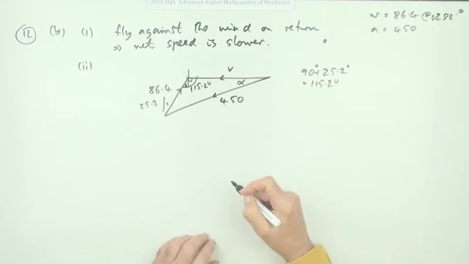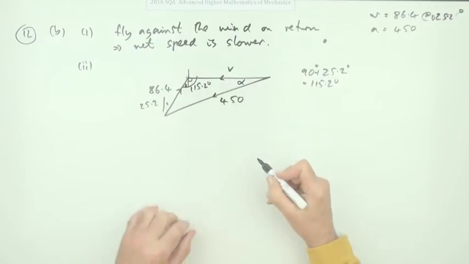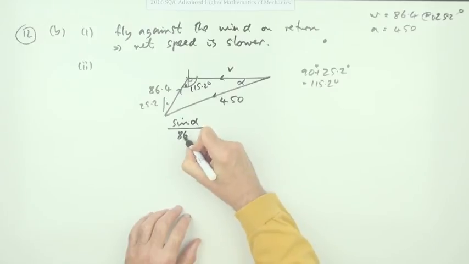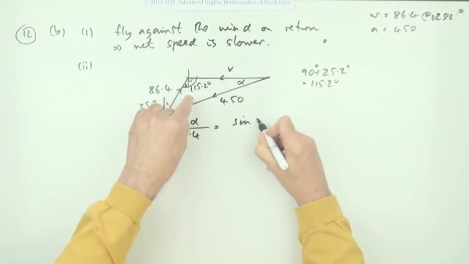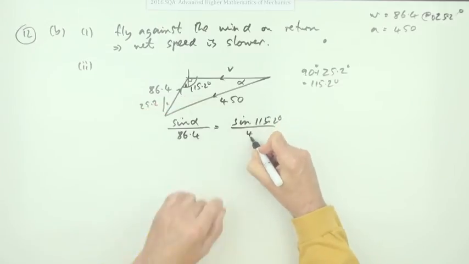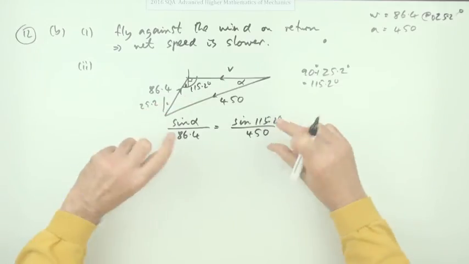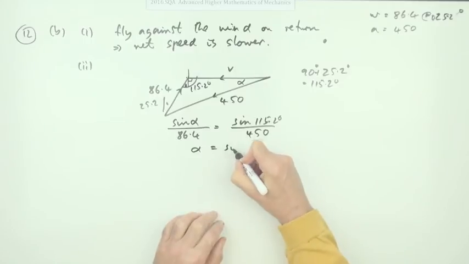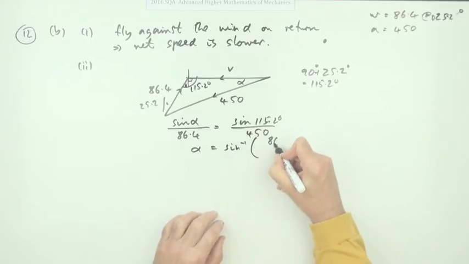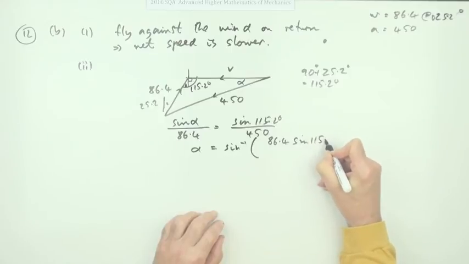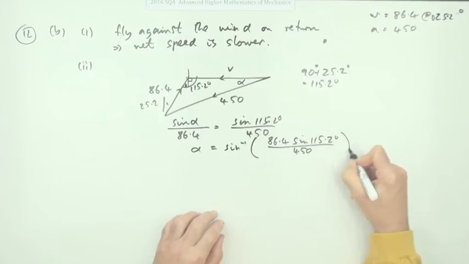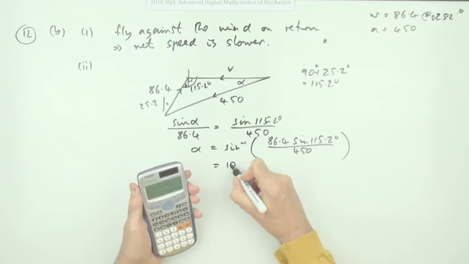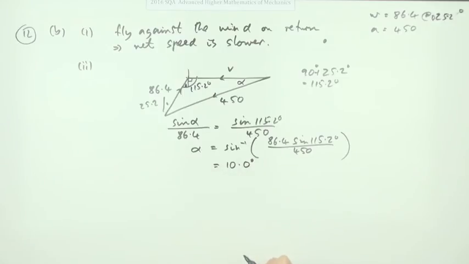So if I call that alpha first of all, then to get this angle I can use the sine rule. So sine alpha over its corresponding side, 86.4, is the same as the sine of the one you know, 115.2, over its corresponding side, 450. But the sine rule works both ways round. Which means to get alpha, take that across and then get rid of sine. So it's inverse sine of 86.4 sine 115.2 over the 450. And then press the buttons. And when you do that, you get 10.000, so that's 10 degrees.